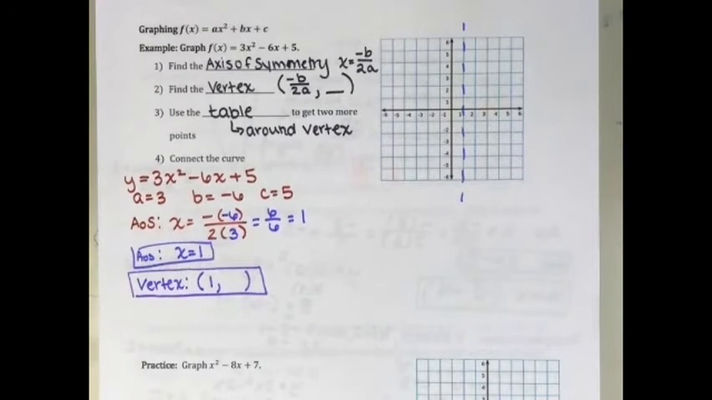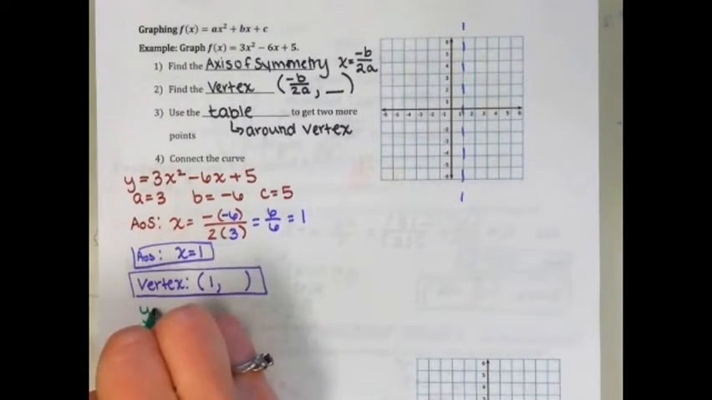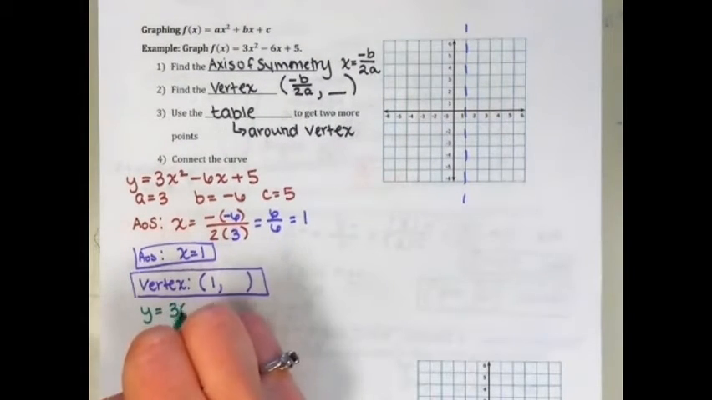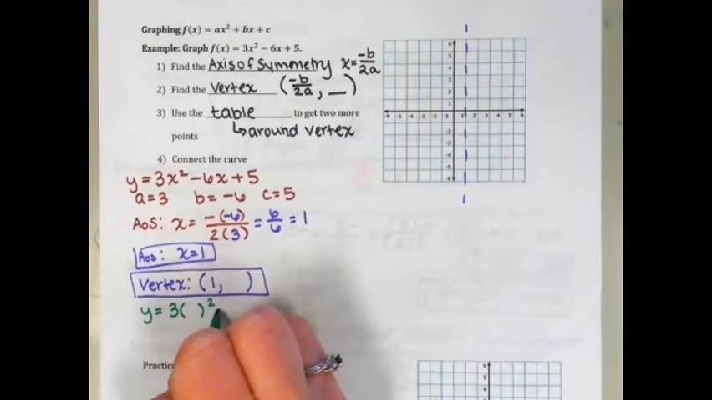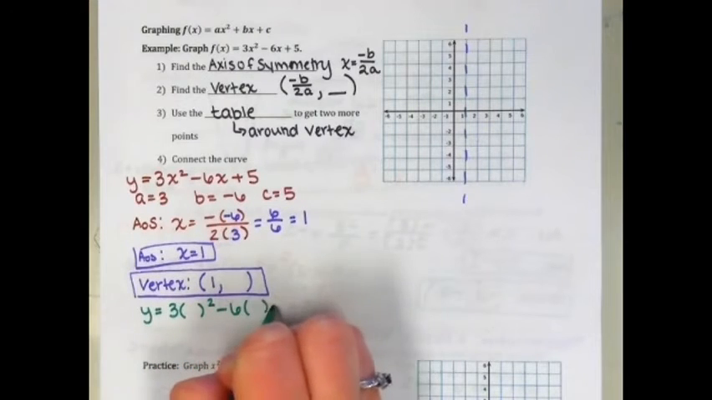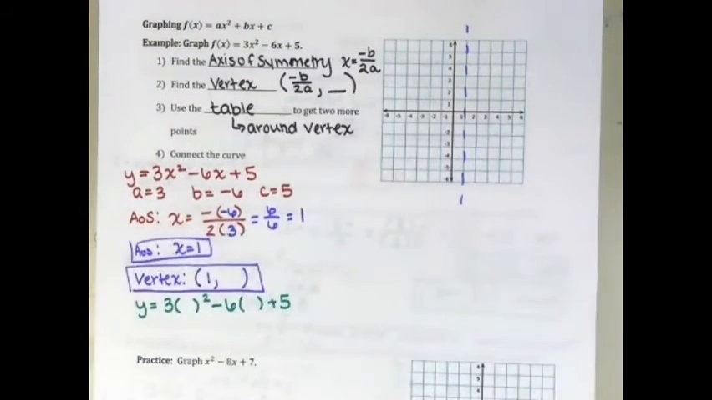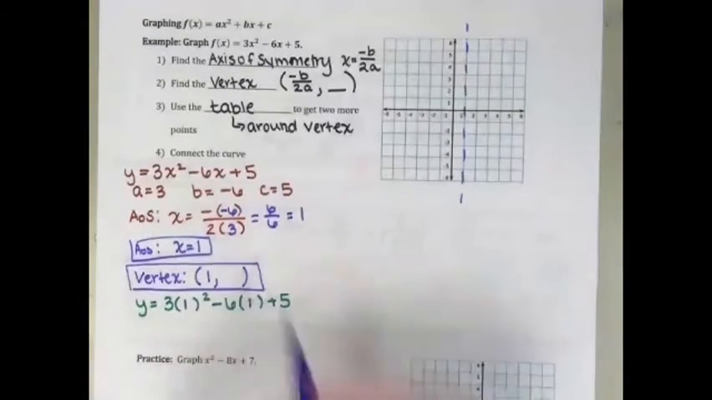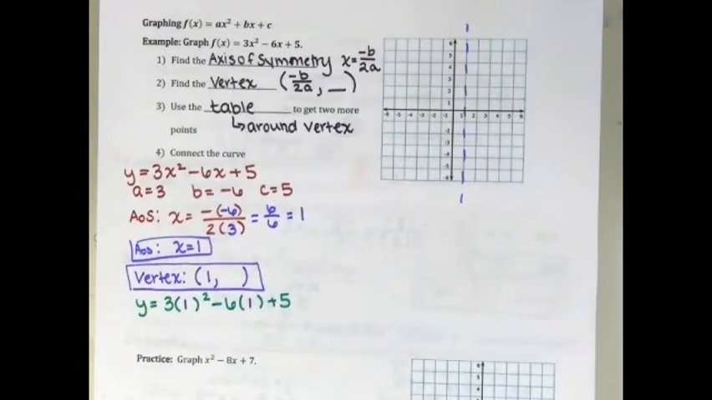Plug it in. So I'll go ahead and plug it in for you, and then I want you guys to get the answer. So 3 times 1 squared minus 6 times 1 plus 5. Plug in your 1 here and get me an answer. So make sure you follow your order of operations, right?